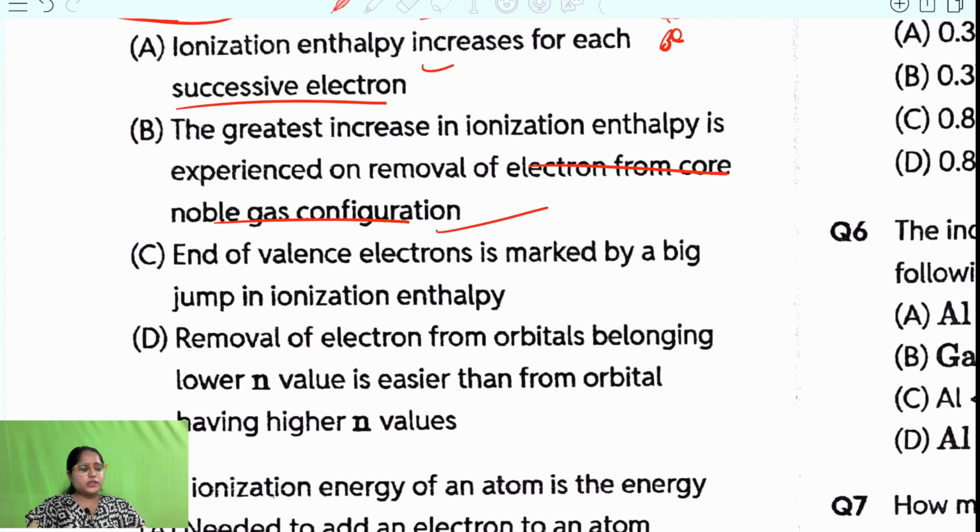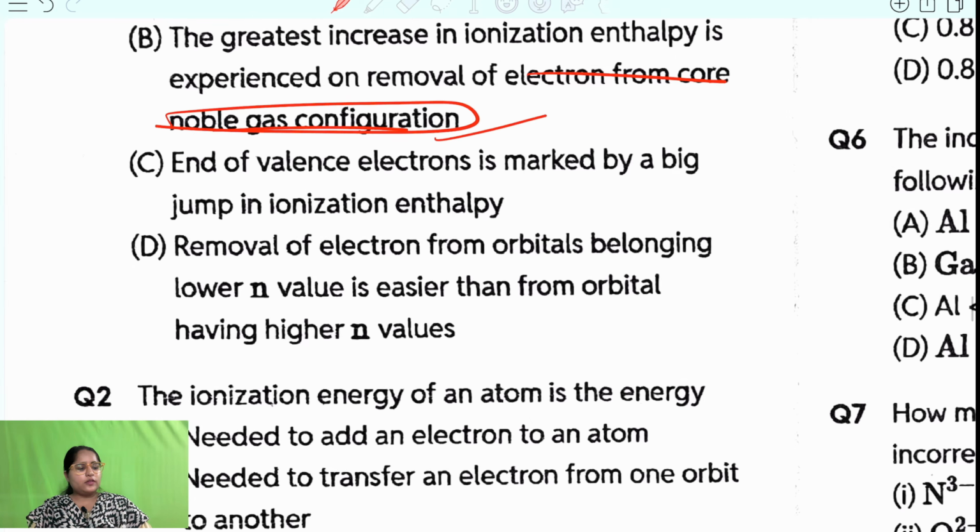Okay. So, noble gas has the highest ionization energy. The end of valence electrons is marked by a big jump. Yes. So, let us say 5 successive ionization energies are given. You see where there is a big jump, that is the ending of valence electrons.